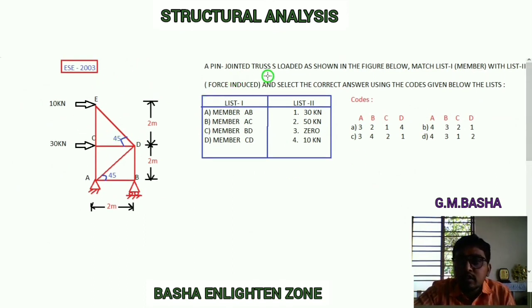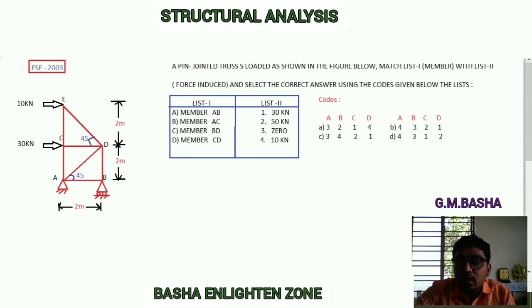A pin jointed truss loaded as shown in the figure below. Match list 1 with list 2 for force induced. These are the members, and there are many members in this truss. They are just asking for the force in the members AB, AC, BD and CD, and they are giving the values in list 2. Similar to the previous problem, we have to find out the forces.